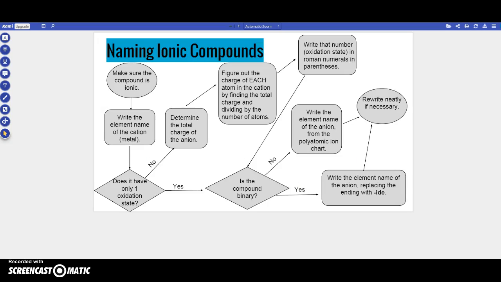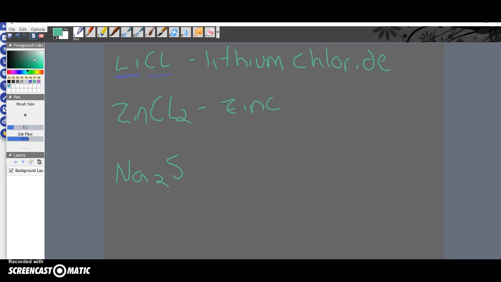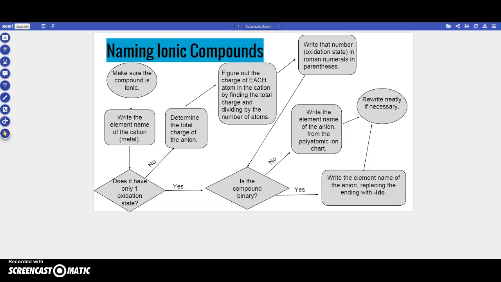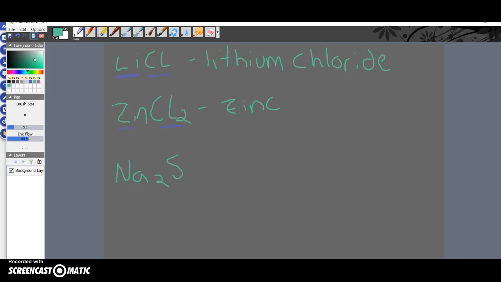Is the compound binary? Even though there are 3 atoms here, zinc and 2 chlorines, it's only made up of 2 elements. So if it's only made up of 2 elements, zinc and chlorine, then it is indeed binary. So then we go back here. If it is binary, write the element name of the anion, replacing the ending with IDE. So instead of zinc chlorine, we would write zinc chloride.